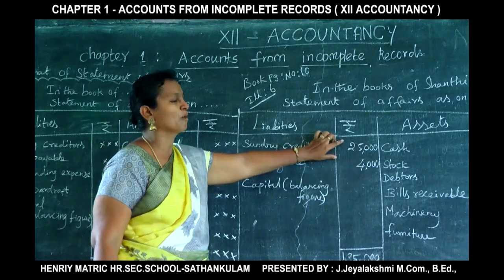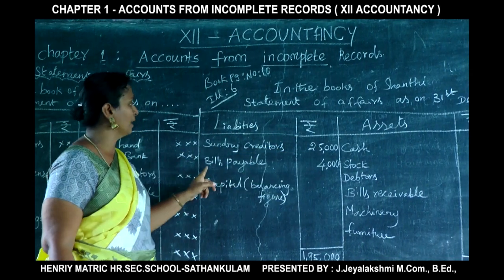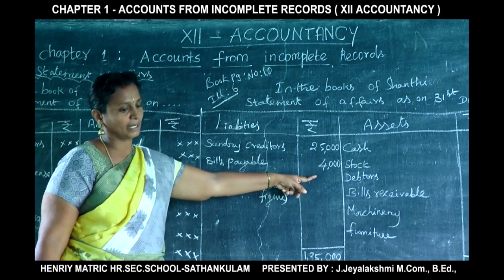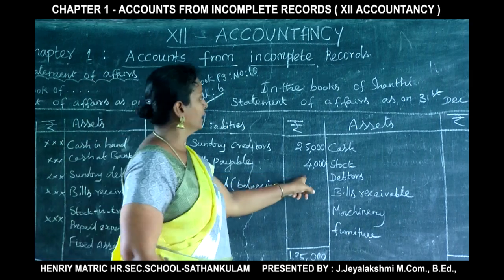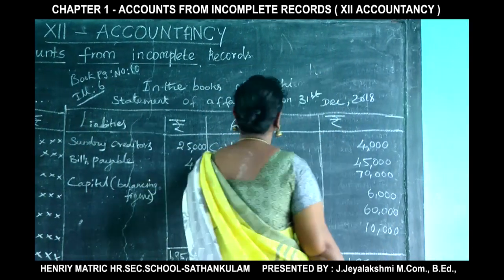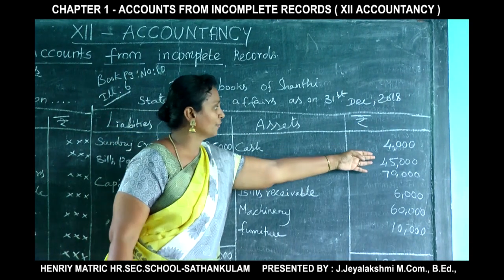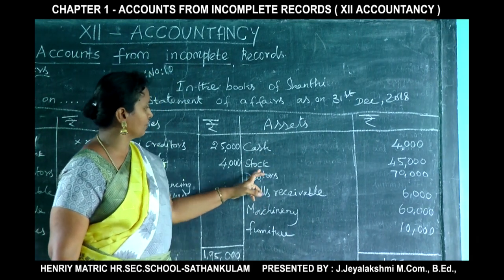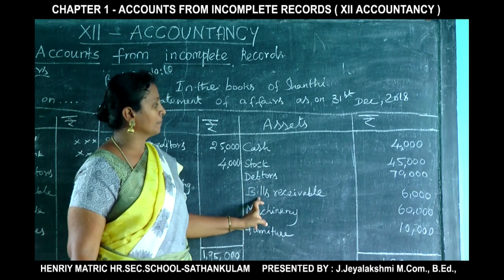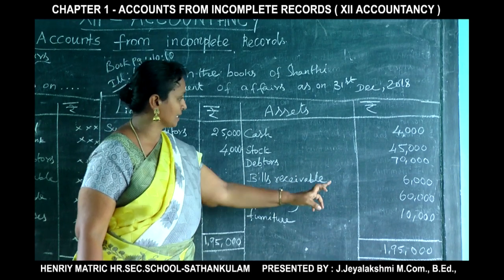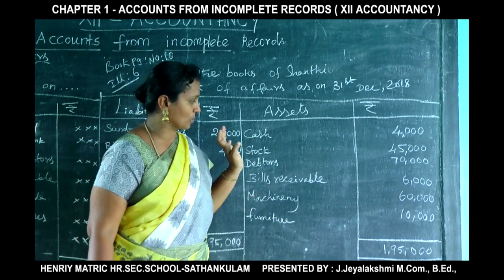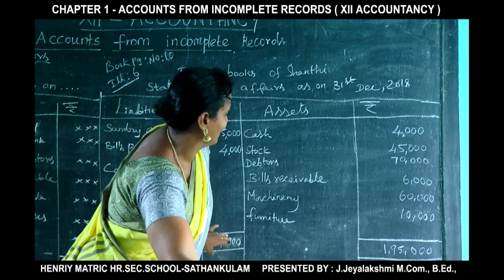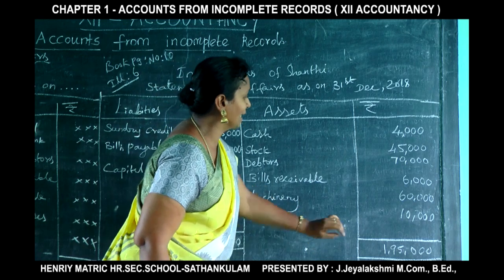So we take the amount and write it here. Next, bills payable, 4,000 is given, so we write it here. Next, cash, we write 4,000. Stock 40,000, debtors 7,000, bills receivable 6,000, machinery 60,000, furniture 10,000. Then we have to deduct from that. Now we have 1,95,000.